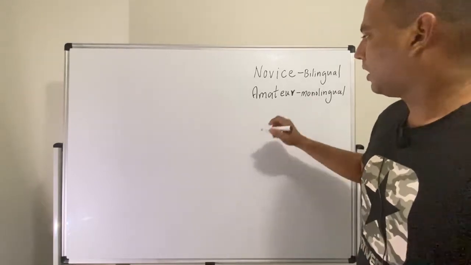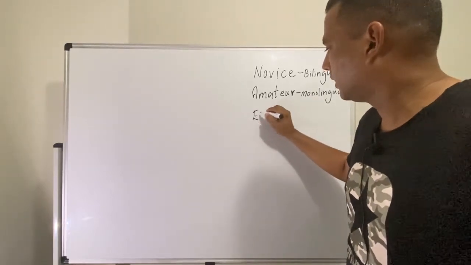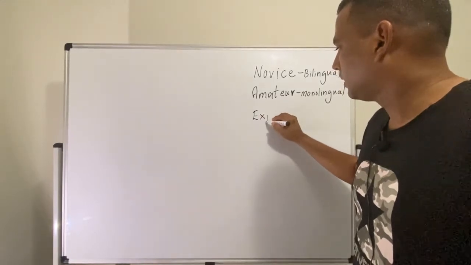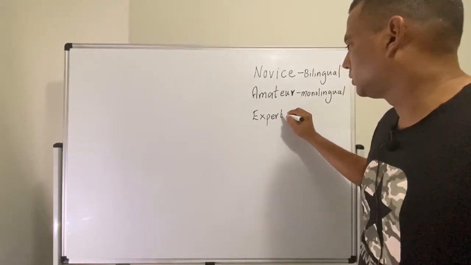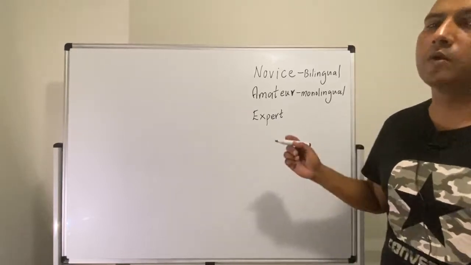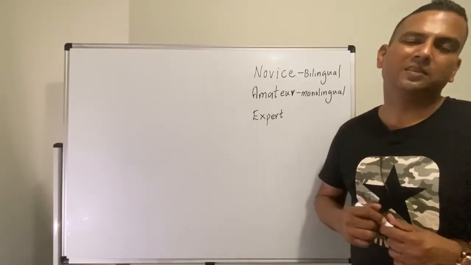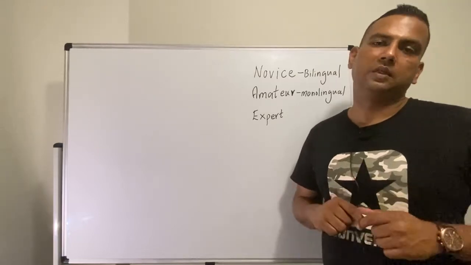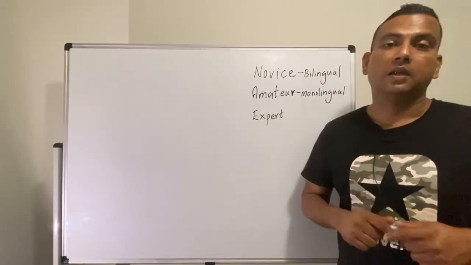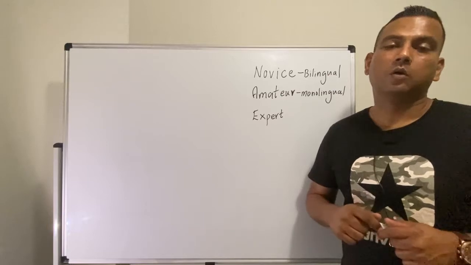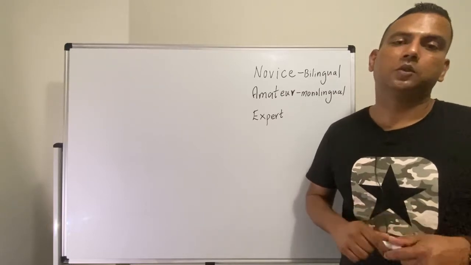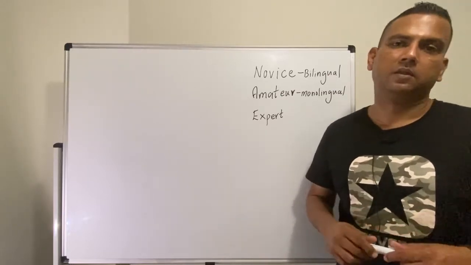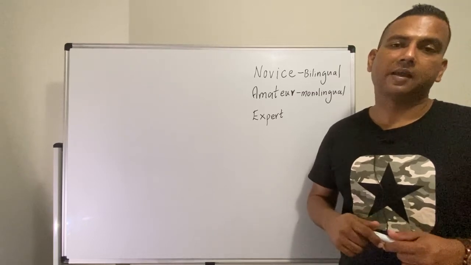Then after amateur, you become what? You become an expert. So does it mean that when you're an expert, you don't have to use a dictionary? No, you have to, because in the English language there are approximately 1 million words. Even a good native speaker knows about 60,000 words.